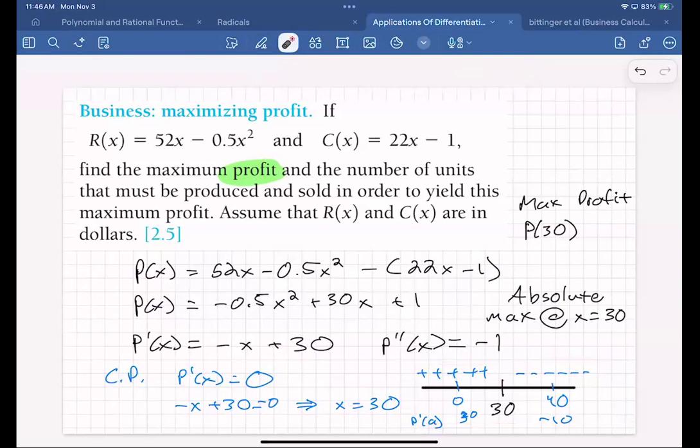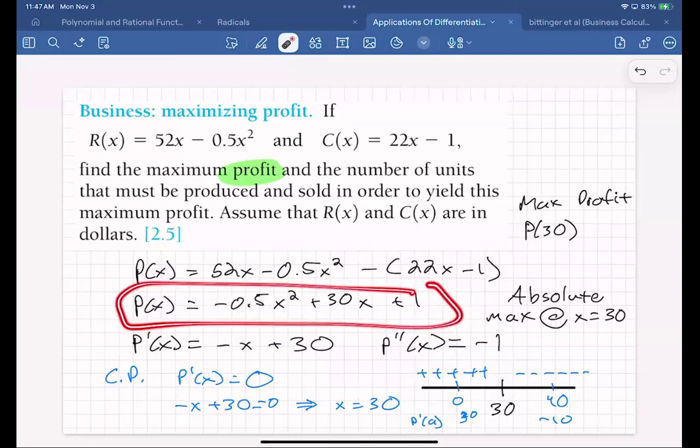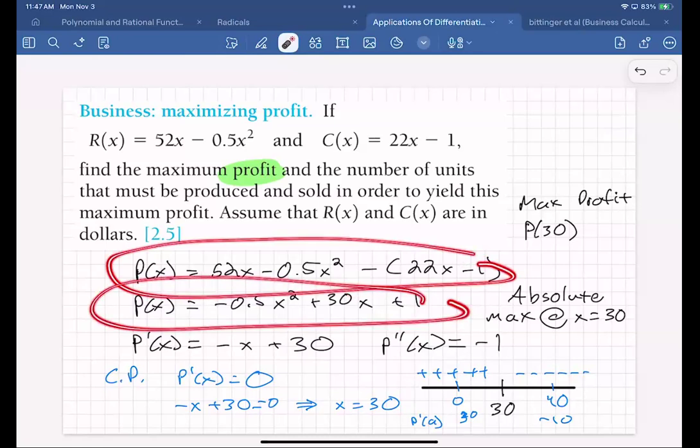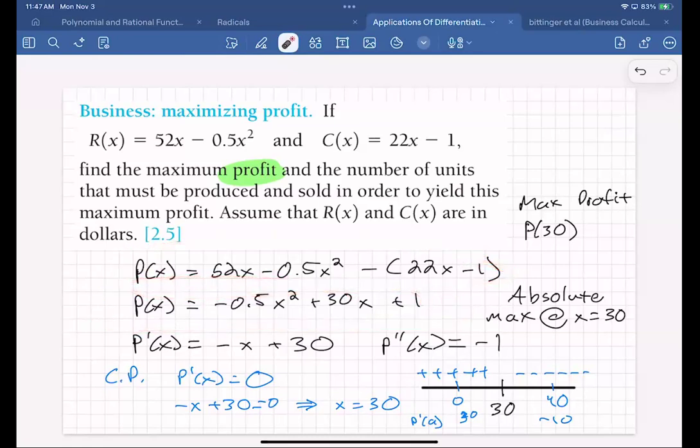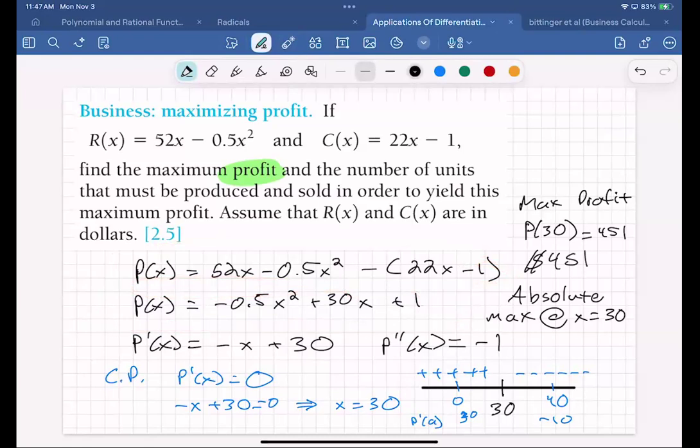But definitely want to make sure, again, we're comfortable with our calculator. Go plug this into our profit function. The first function, right? This one here. Definitely use the one you simplified. You could technically use this, but using the simplified version will prevent more errors. So I got 451, which means my maximum profit can be $451 when I produce and sell 30 units.